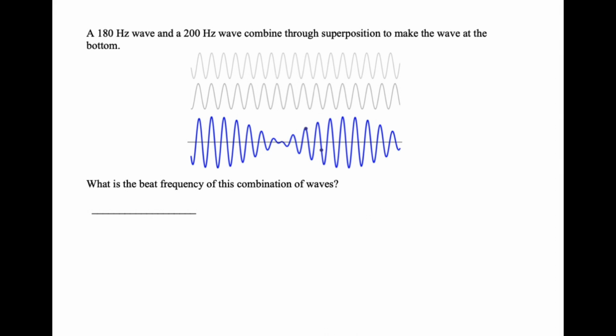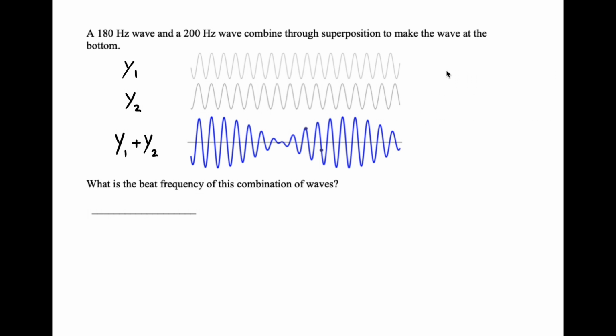A 180 hertz wave and a 200 hertz wave combine through superposition to make the wave shown in blue at the bottom. What is the beat frequency of the combination of waves? I'm going to show how the wave at the bottom was generated. It can be found by adding two waves together. Let's say I call the top wave Y1 and the bottom wave Y2. Then the resultant wave is found by superposition by adding wave 1 plus wave 2.